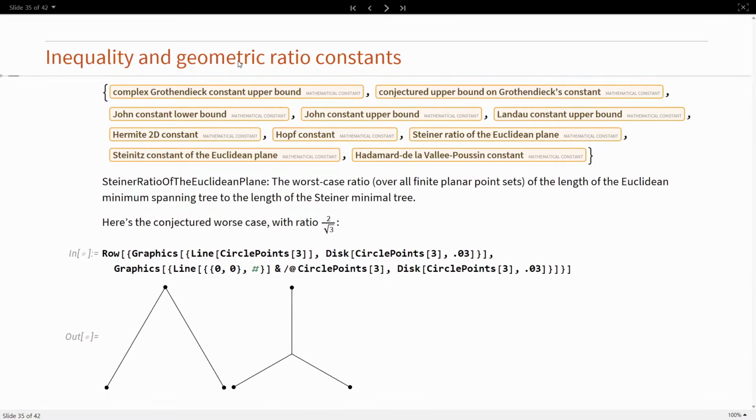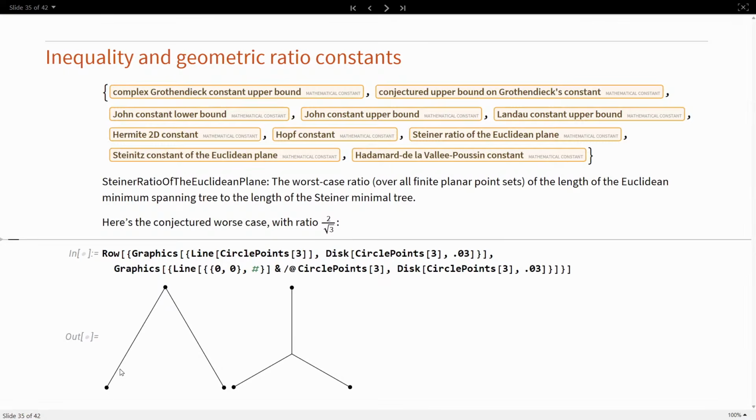Geometric constants. The Steiner ratio of the Euclidean plane is basically based on this diagram. They want to know the minimal Euclidean spanning tree. So here's a spanning tree of 3 points for an equilateral triangle, and here's the Steiner tree connecting these points.